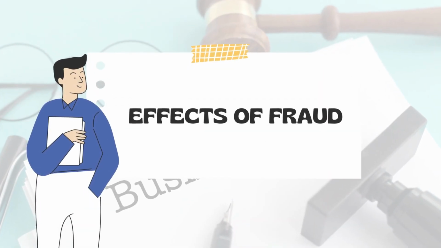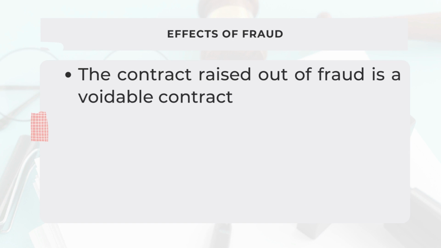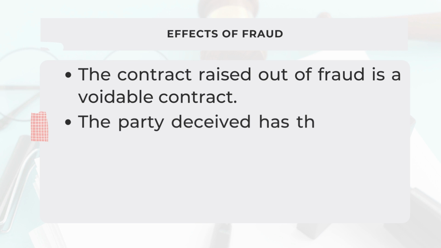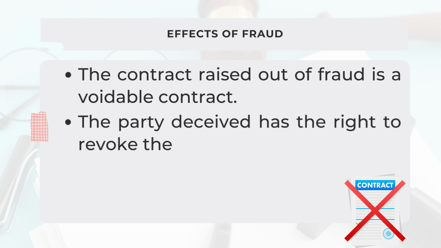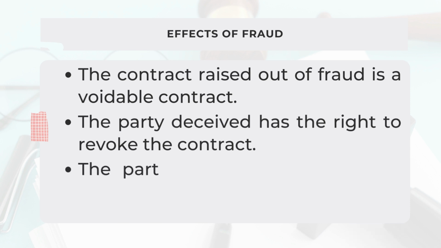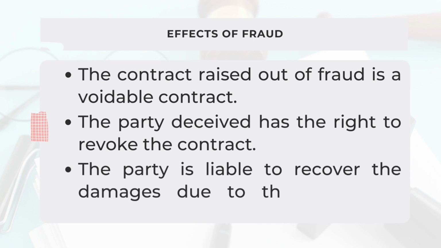What are the effects of fraud? The contract arising out of fraud is a voidable contract. You have to speak against that contract. It is in the hands of the aggrieved party to either accept the contract or cancel it. The party deceived has a right to revoke the contract. Revoke means cancellation of the contract, declining the contract. Third, the party is liable to cover the damages due to the fraudulent contract. So they can claim compensation, the damages, from the defendant.